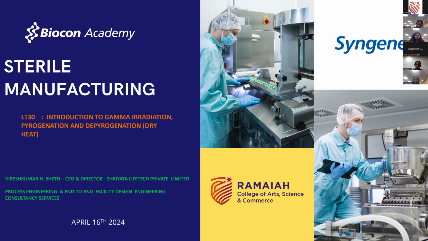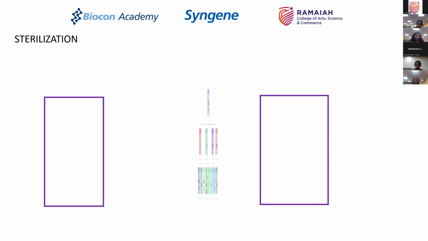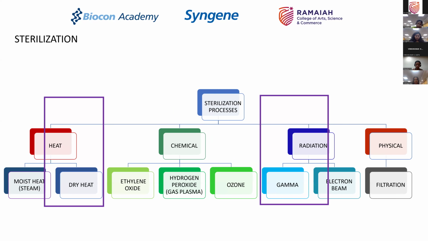So we are going to do a deep dive, and I'm going to use this session to make sure that we just recap whatever was learned, apart from some new ideas and new information which I'll share with you. So what we are talking about in today's session is the sterilization process using radiation, specifically gamma radiation. And the second part that we're going to talk about is dry heat sterilization, which is nothing but heat-based sterilization, which is dry in nature.